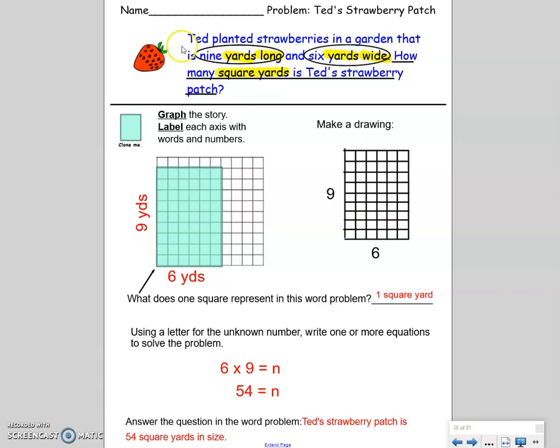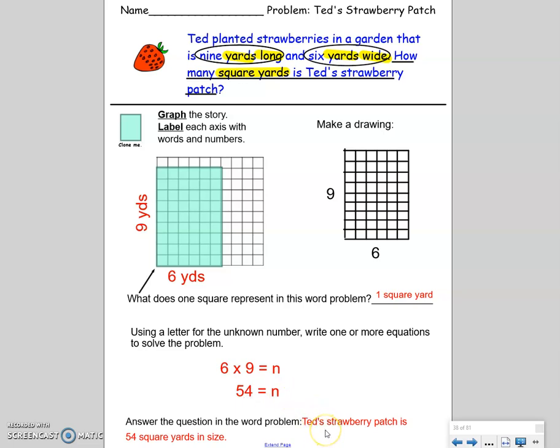Let's see here. Well, 9 and 6 are the lengths I used in my drawing and my graph, and I can see that 9 yards long and 6 yards wide is in fact what the story problem says. I multiplied 9 times 6 to find the total area, and that equaled 54. I'll check my work on my paper, and yes, I can see that's correct.